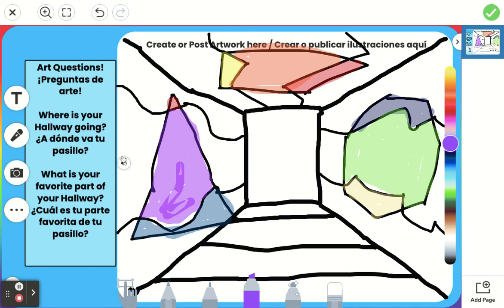When you're done with your coloring, please answer the art questions. Where is your hallway going? I think my hallway is going outside. And what is your favorite part of your hallway? You know, I really like how this purple triangle came out. So I think my favorite part is going to be that red, blue, and purple triangle.